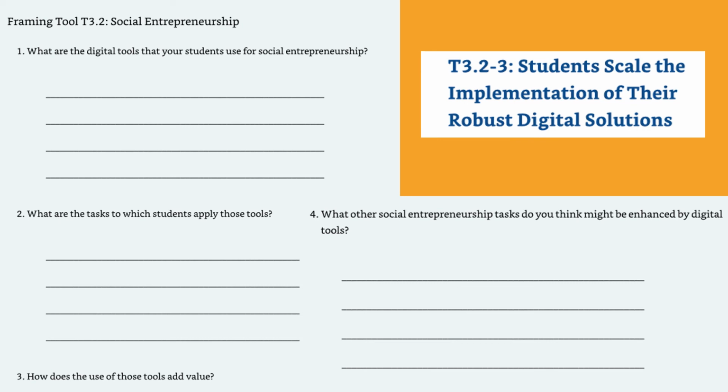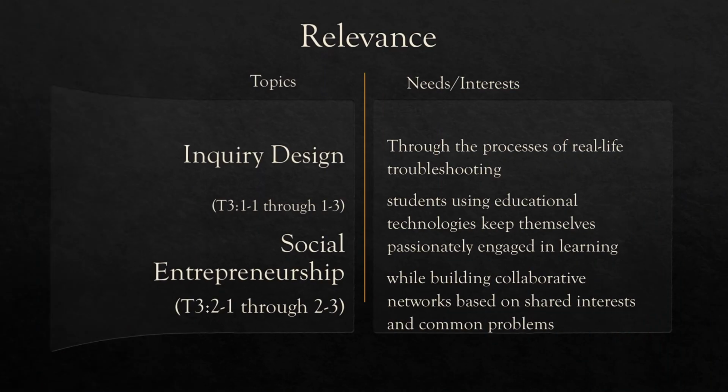How does the use of those tools add value? And again, the main highlight of the two sections in this chapter, and perhaps the book, is that value be determined by people. That people are more important than profit. That the planet is more important than profit, which is not making sense to the terminology he's using. But number four there is, what other social entrepreneurship tasks do you think might be enhanced by digital tools? I wouldn't even know what to say about that because I have no idea about entrepreneurship. I'm very good at saying the word entrepreneurship.